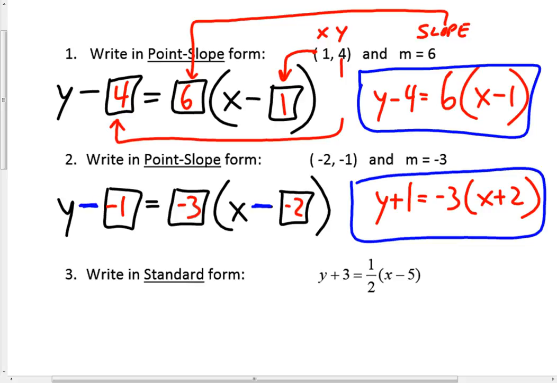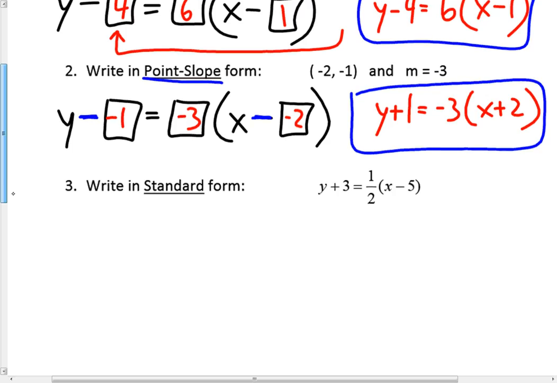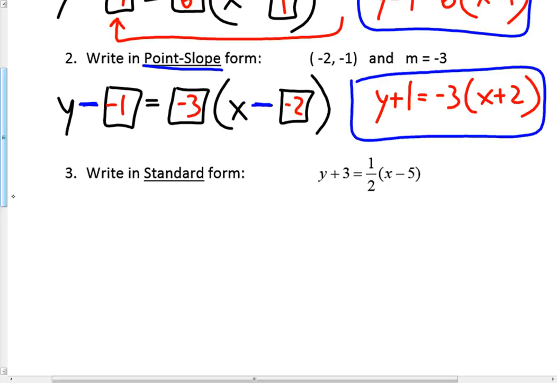Some people were doing the correct procedure, but for the wrong form. Some people didn't do point slope. That's what I need for point slope. Some people were doing standard form for everything. You only had one problem with standard form. What are the 3 things you have to take care of for standard form?